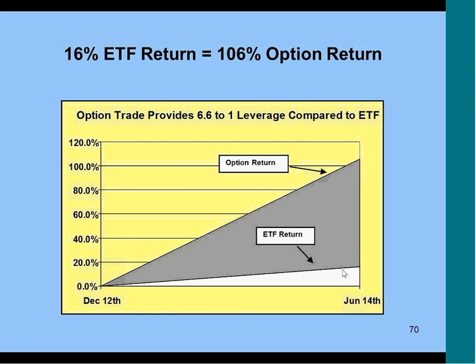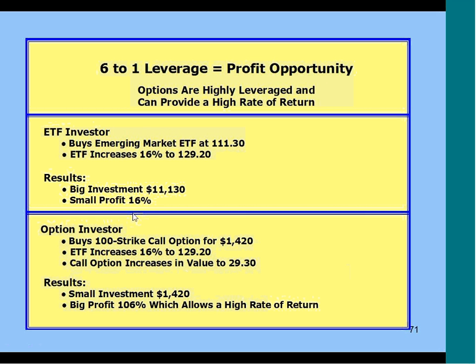And if you compare the investment and the dollar risk, if you bought 100 shares of the ETF, it would have cost at that time $11,130, and over that period of time you would have had a 16% return. As opposed to the option, instead of costing $11,000, the option was $1,420, and that had a 106% return over the same period of time. So this just demonstrates the leverage that options provide.